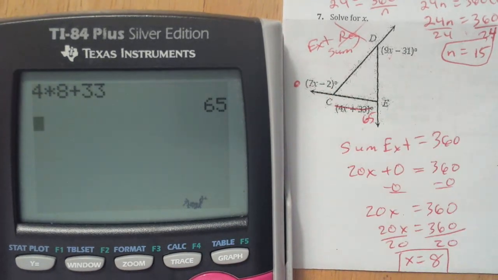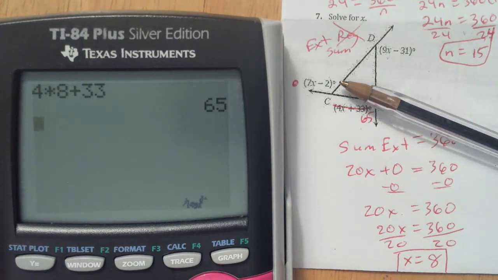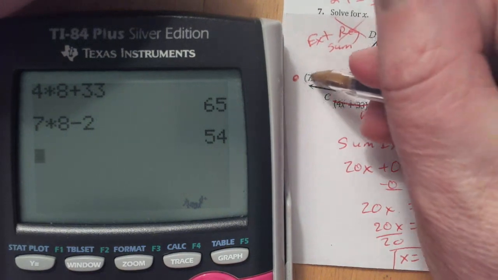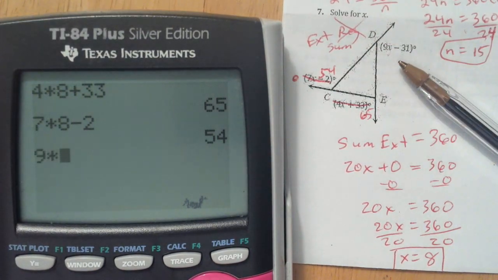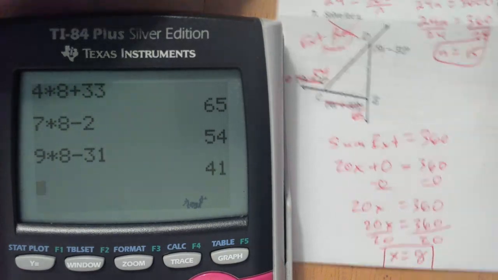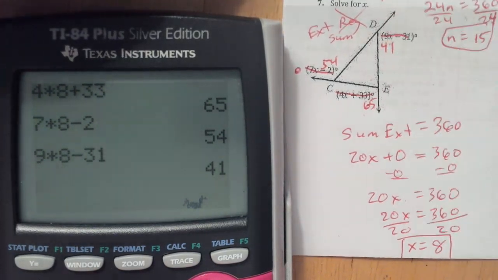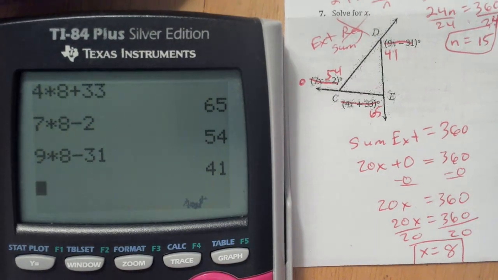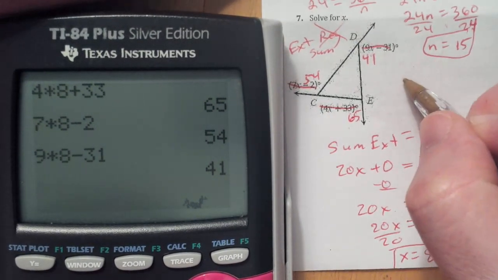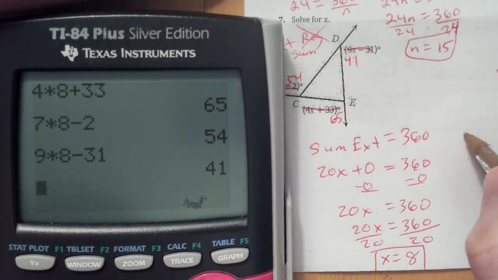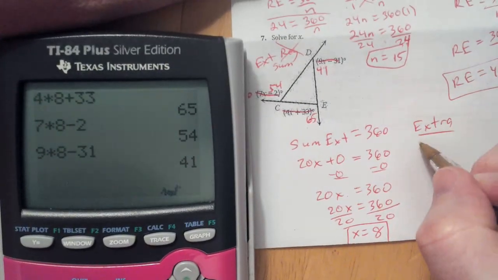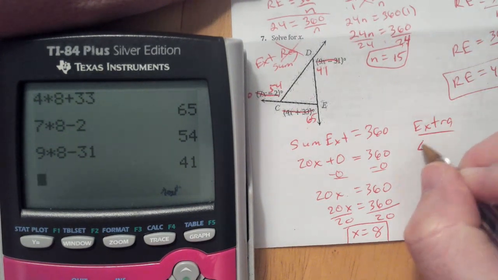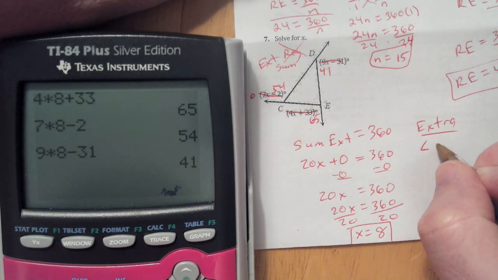All right, let's do this one up here. 7 times 8, subtract 2, that would be 54. And let's do this one. 9 times 8 minus 31, and that would be 41. Now technically we're done, but these are extra things that we're doing here. If I asked you for angle CED.